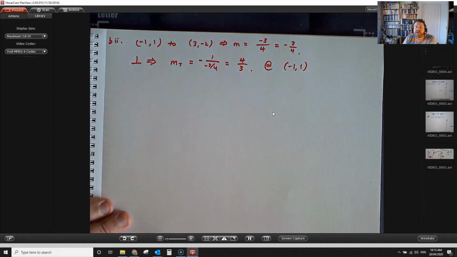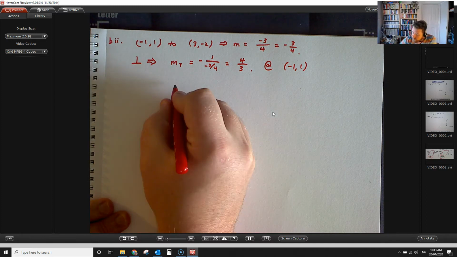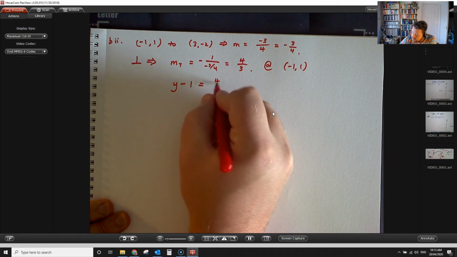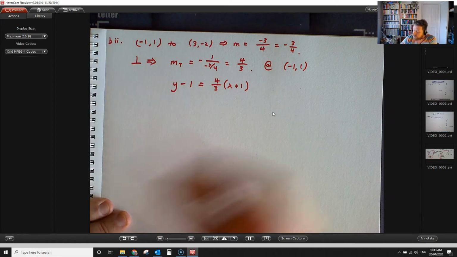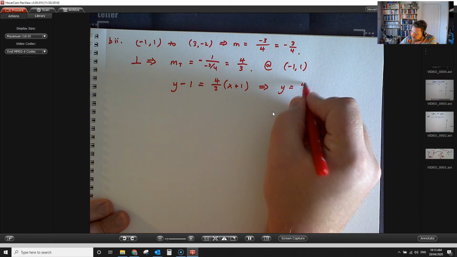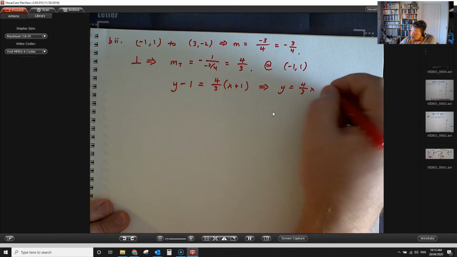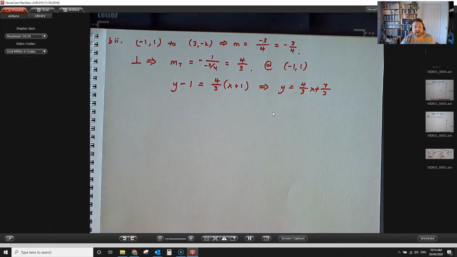Right, and so we can find a line, we know its gradient, we know a point that it goes through. This is all pretty straightforward from here. So we go y minus 1 equals 4/3 x plus 1. That's just plugging in that point and that gradient. And then if we want to get it in y equals mx plus c form, we can go y equals 4/3 x. This is 4/3 plus 1, so plus 7/3. That's going to be the equation of our tangent there.